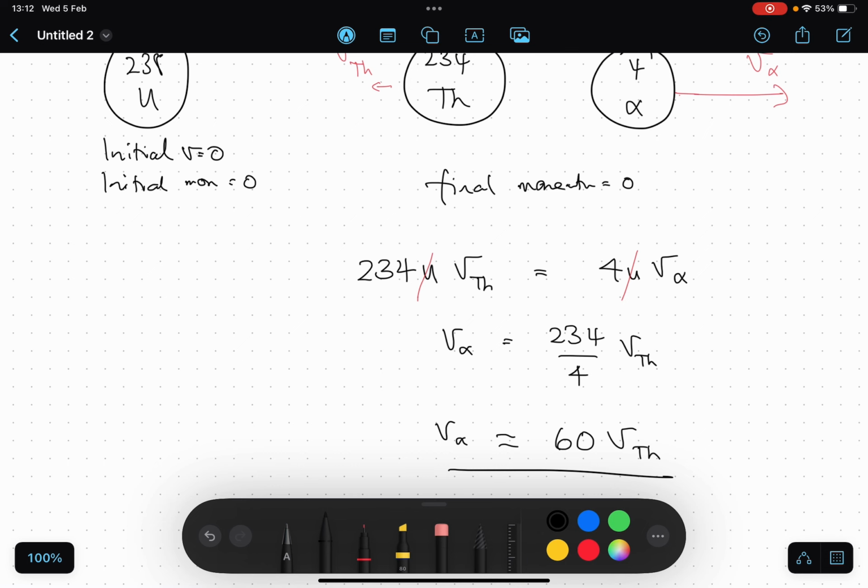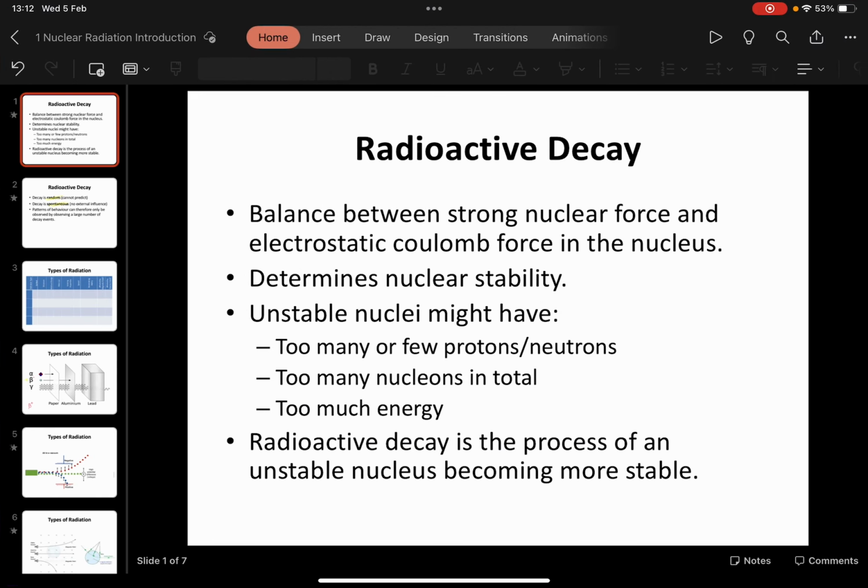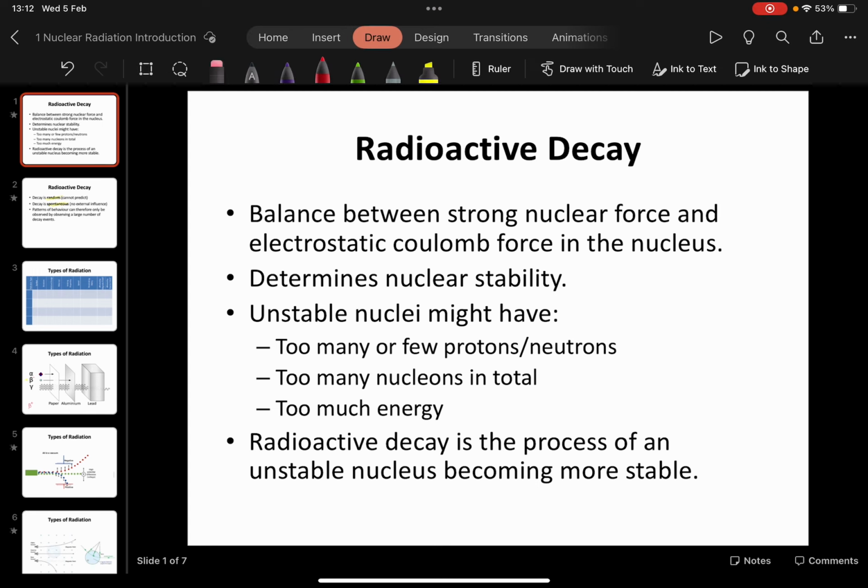So I would like to put it all together now by just looking at the properties of alpha, beta minus, beta plus, and gamma. I can't remember if in your packs you've got a table to complete, but I'm going to go through the properties and then you're going to complete a table summarizing all the main properties for the 4 different types of radiation.